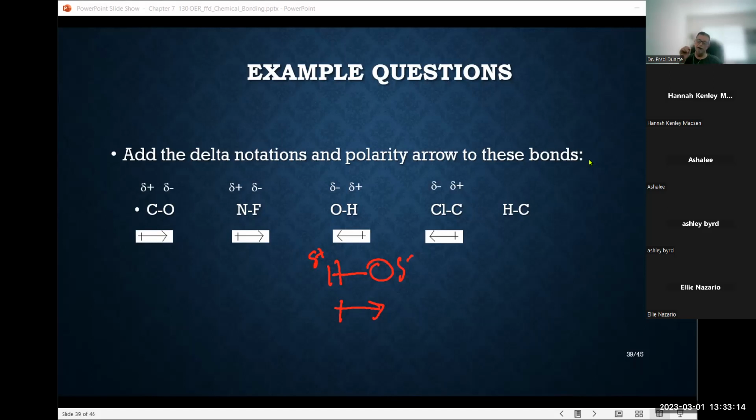Now, what about the carbon-hydrogen bond? Where can I write an arrow here? And if so, which direction does it go? What do you guys think? For the last one.